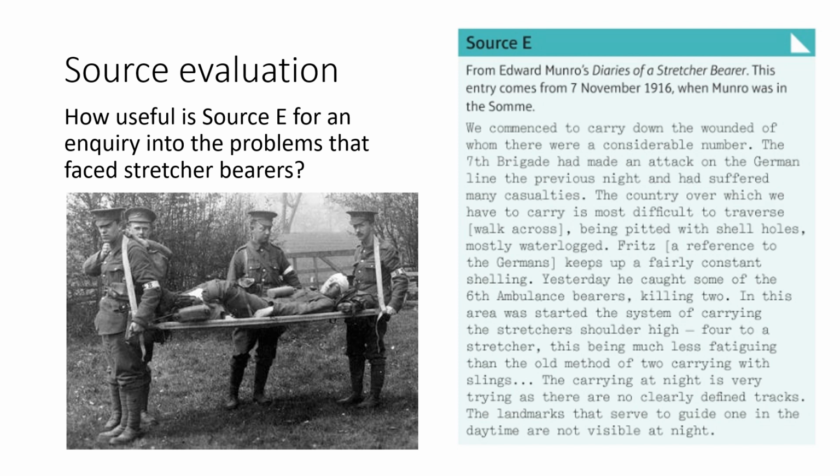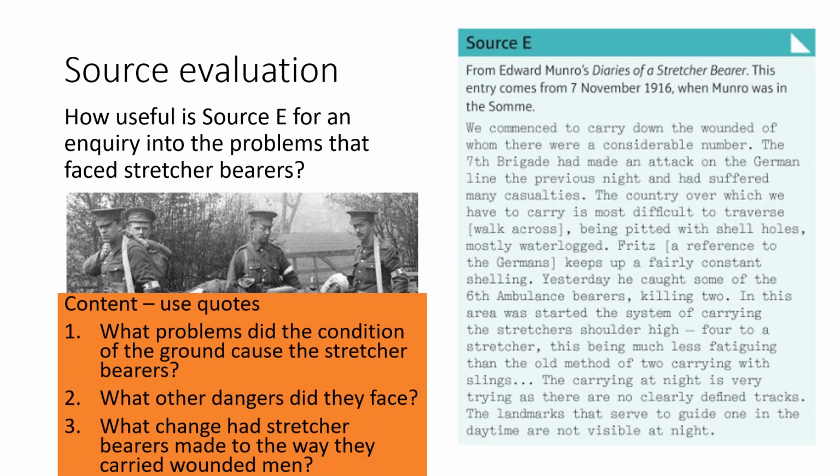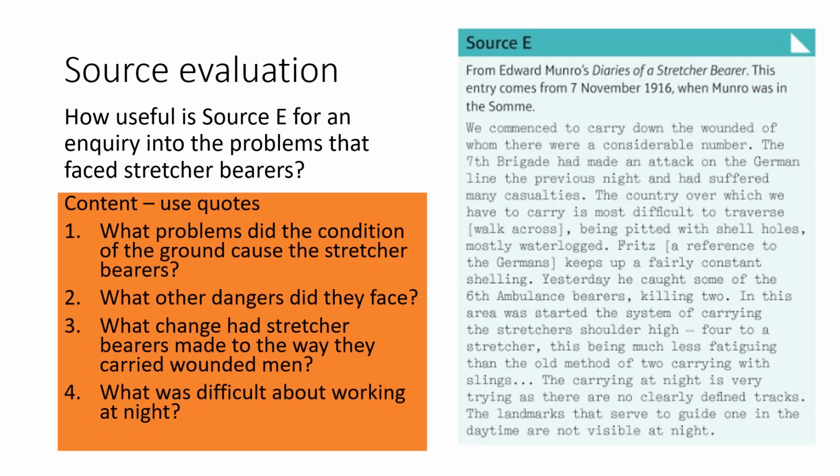Okay, to help us evaluate this source, we need to think about 3 aspects of it. The first one is the content. So you need to put content or source evaluation as your main heading, content as a subheading, and we're going to use quotes to help us answer these questions 1 to 4. So first question, what problems did the condition of the ground cause the stretcher bearers? So look at the top of the source, and he says here, the country over which we have to carry is most difficult to traverse. So you could put that there as your quote for question 1. Have a go at questions 2, 3 and 4 about the content of the source.